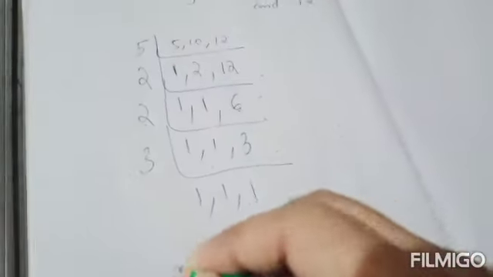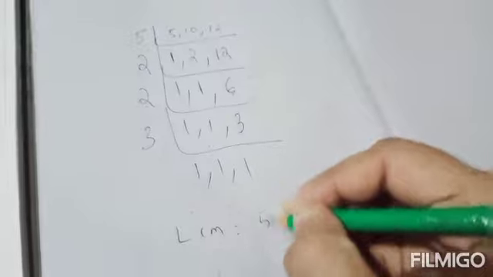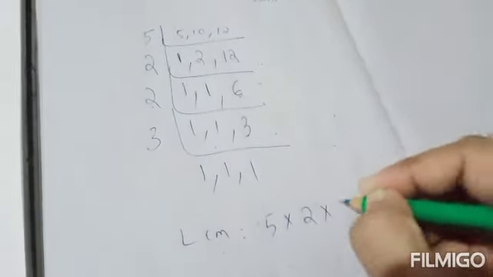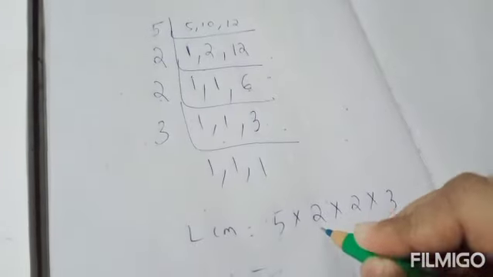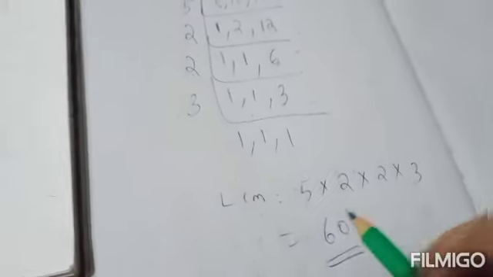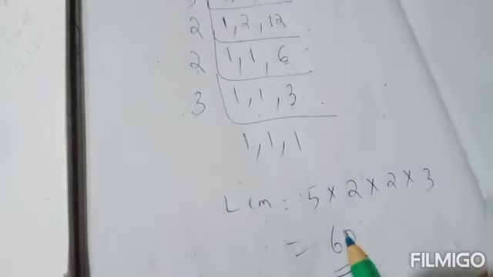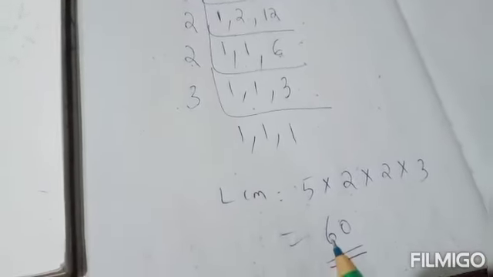So the LCM is 5 into 2 into 2 into 3. That is 5 into 2, 10. 10 into 6, 60 you will get. So 60, at least 60 toffees he should buy.